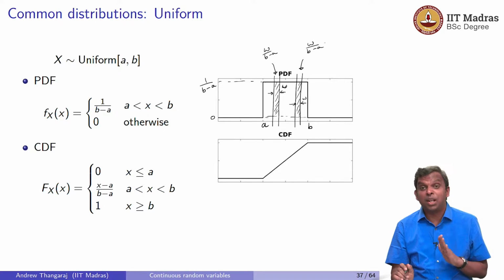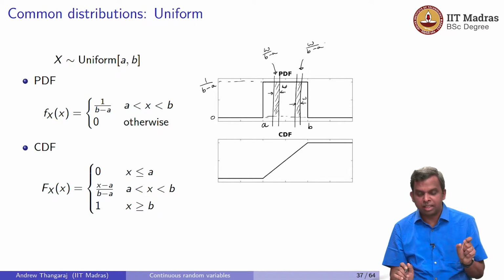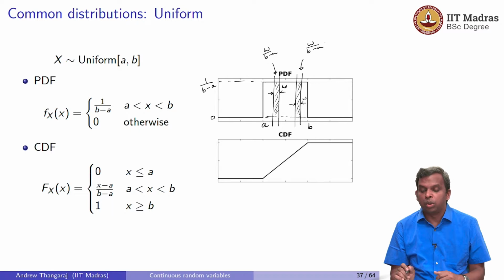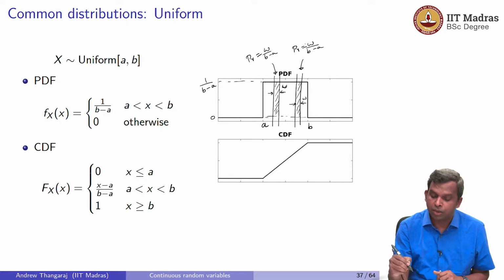But remember, this is a continuous random variable, so the probability that X equals any value is going to be 0. So we don't model it like that. It's just any interval, as long as the width is the same, wherever you go, you will get the same probability. So what is this? This is also the probability of X falling in the interval.